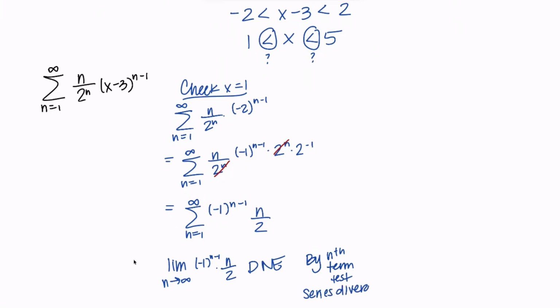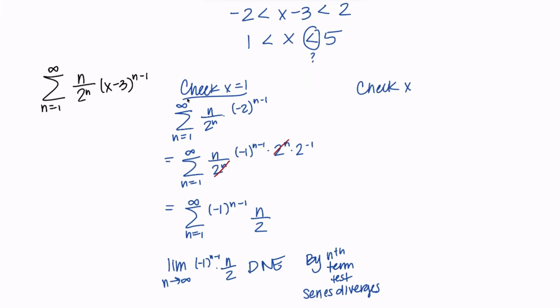And so what does that mean? Well, that means that at x equals 1, that is not included in the interval of convergence. So this is no longer a question mark right here. 1 is not included. So I'm going to come back and erase that and leave it as a less than symbol. Because if something's not included, we would just put less than, not less than or equal to. All right, so then we have to do the same exact thing for the other side of the interval.